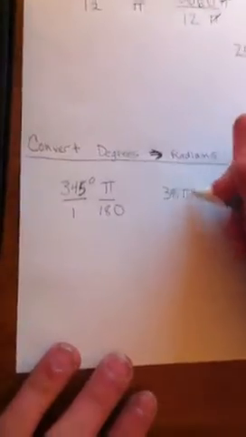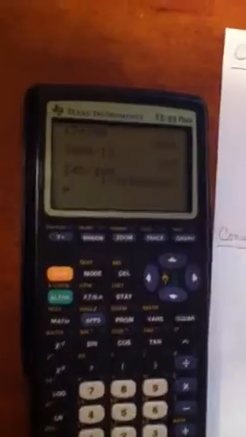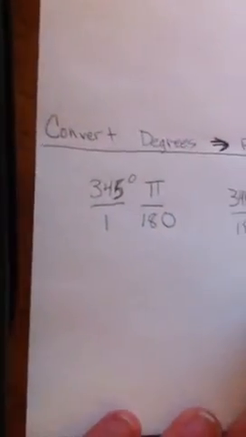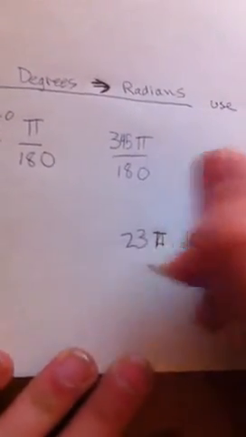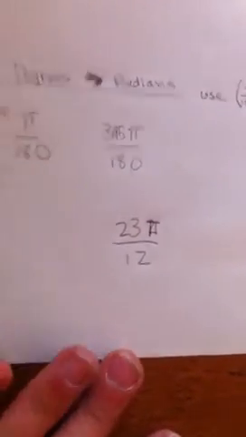You get 345 pi over 180. You divide 345 divided by 180, and you get this decimal, which actually will turn out to be 23 pi over 12. And that is how you convert from degrees to radians and radians to degrees.